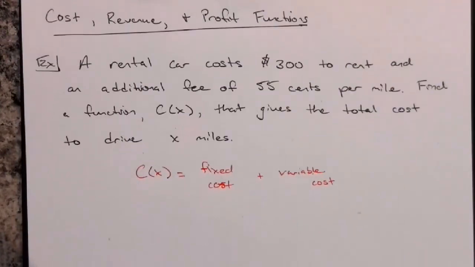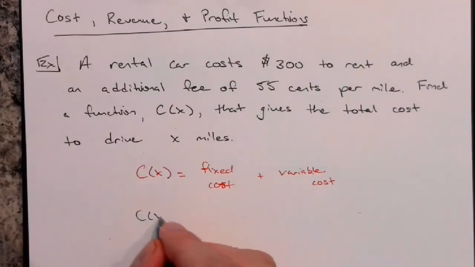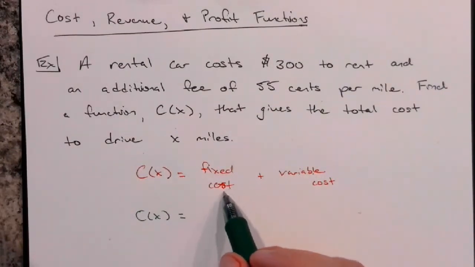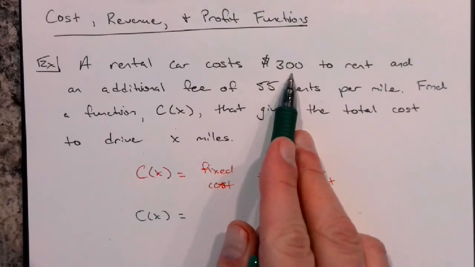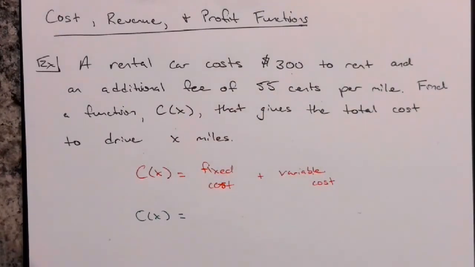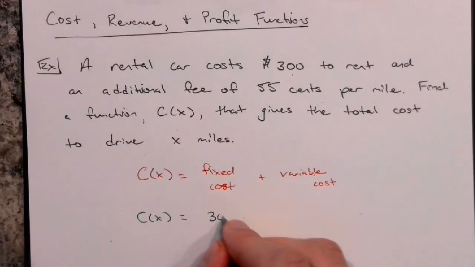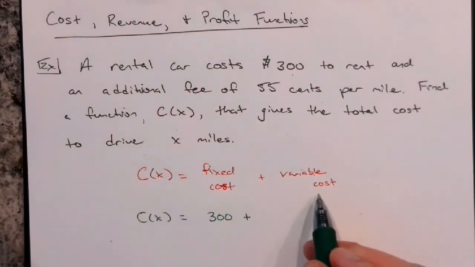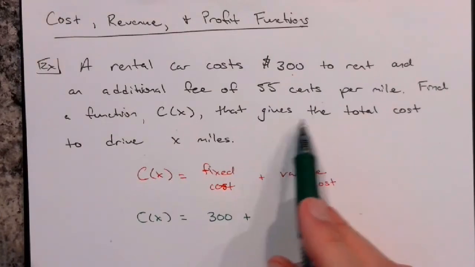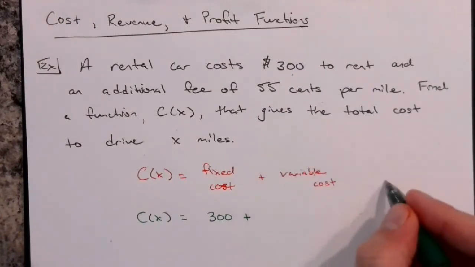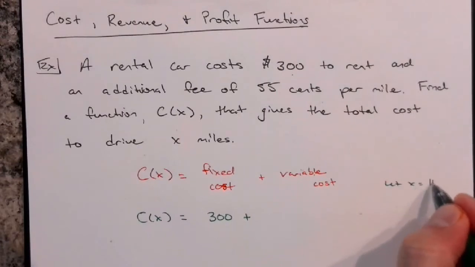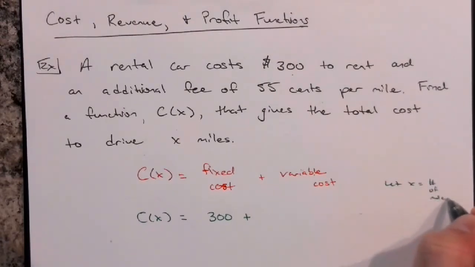Now in our case, C of x, the cost function, is equal to the fixed cost plus the variable cost. The fixed cost is $300, the amount that you're paying to rent it. Even if you don't drive anywhere, you pay $300. Plus the variable cost, well, that's 55 cents per mile. So if we let x equal our number of miles, we can figure out an expression for the cost to drive that many miles.